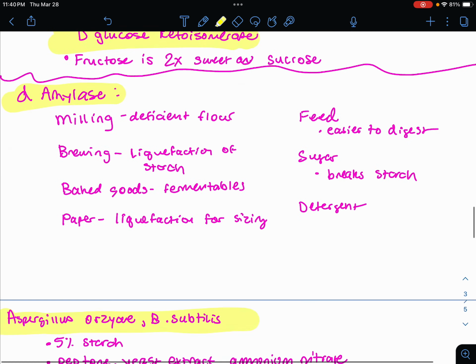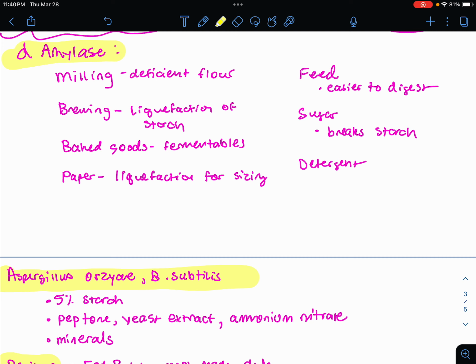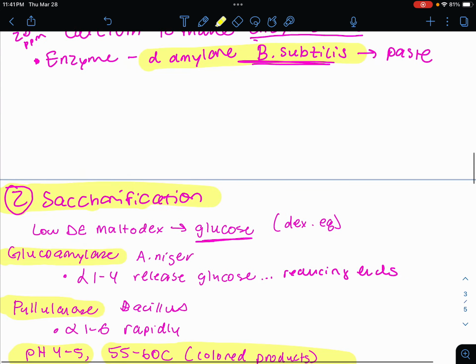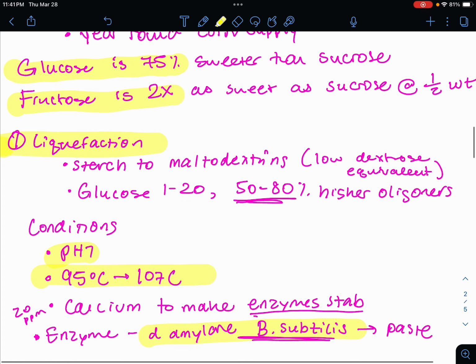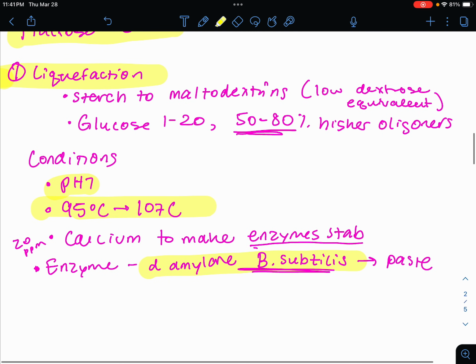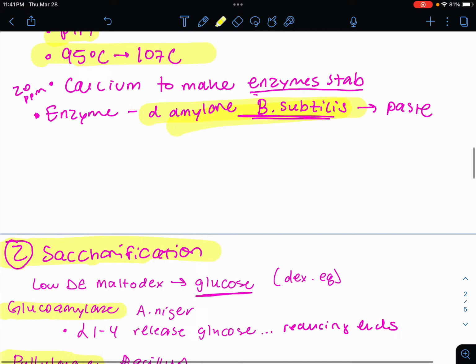Right, let's talk about the application now of alpha amylase. So we talked about the product, the high fructose corn syrup. Let's talk about the enzyme that is harvested from the microbes. So how do we use alpha amylase? In milling, we're going to modify the amylase deficient flour. In starch, you're going to have the liquefaction, step 1. In high fructose corn syrup, you need the alpha amylase to make this paste.